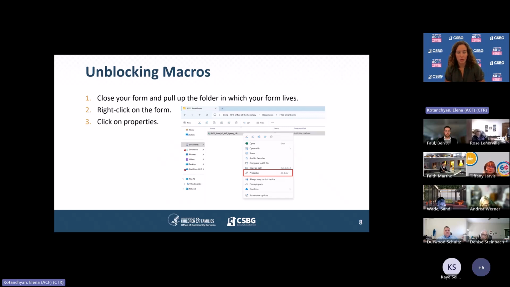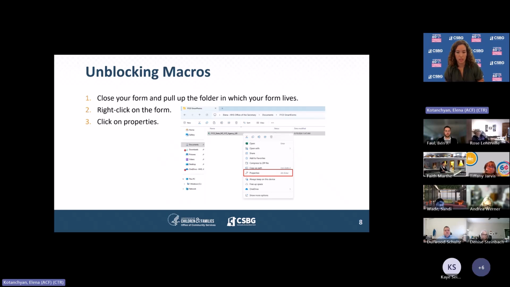Your form is not functioning correctly, or it's not yet functioning correctly, right? You're going to enter data, you're not going to see any validation, so it's just not a good use of your time. So to unblock macros, close your form and pull up the folder in which your form lives.